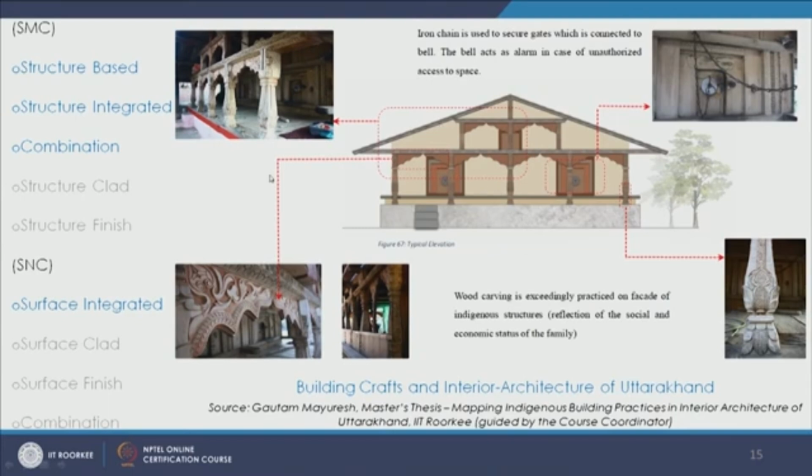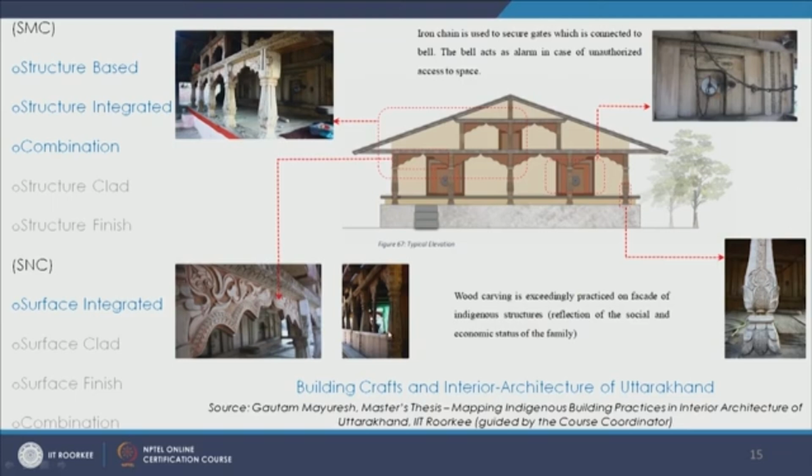We see here some images. We see a lot of carvings done in stone. We see this detail on the column over here, and we see the categories over here. So structure based, structure integrated, and we see a combination of both in these cases. So this is the structural system where we see this arcade which is supported by the columns over here, and we also see the surface integrated carving, and we see the combination of both of these.